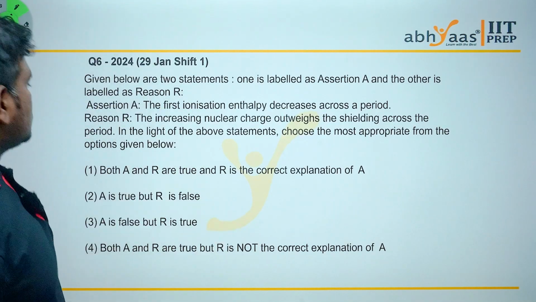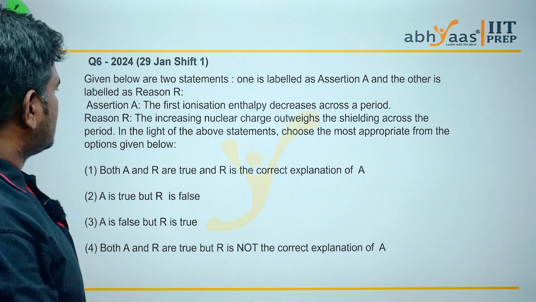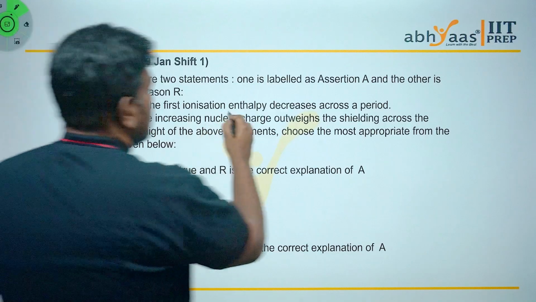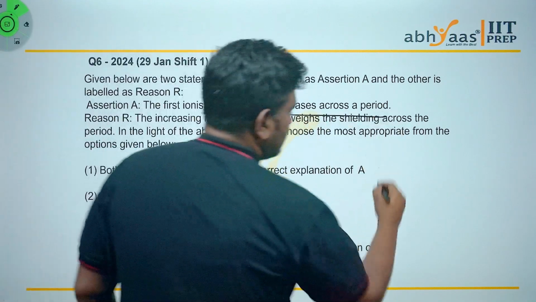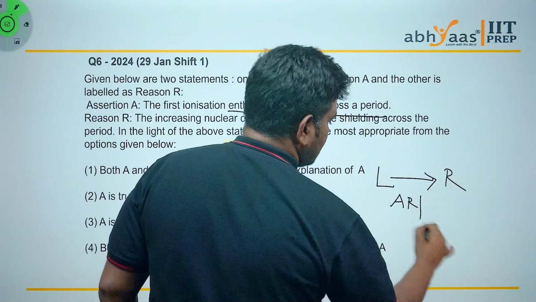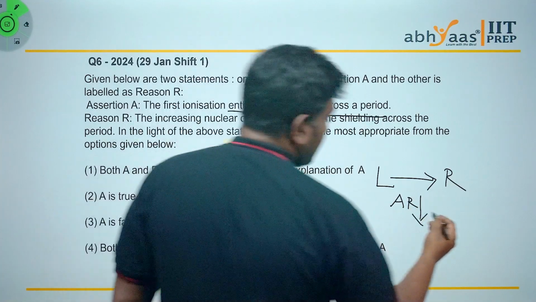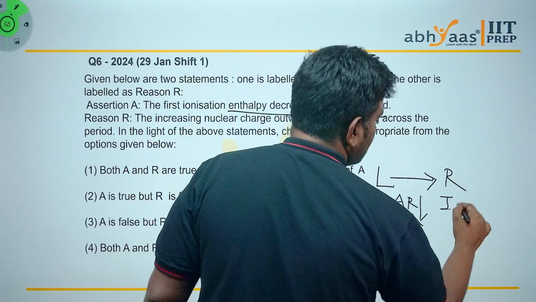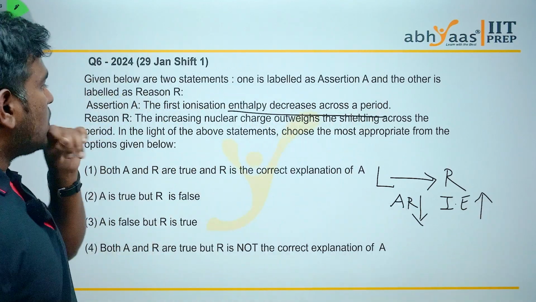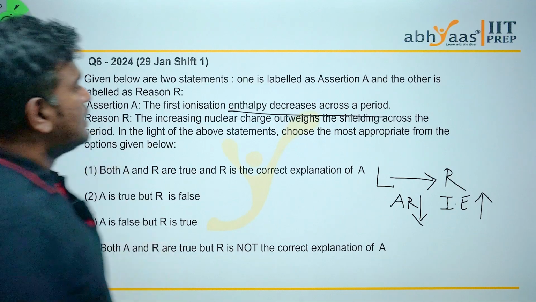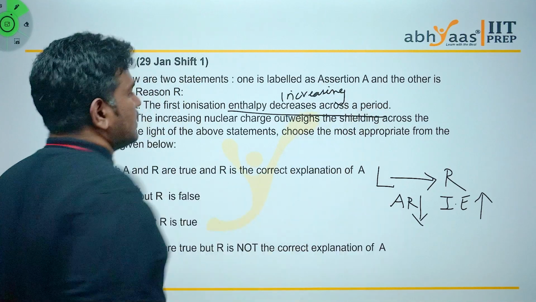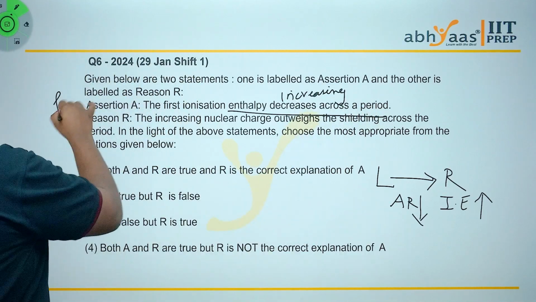Here is an assertion and reason type question. We will see what is the assertion. The first ionization enthalpy decreases across a period. Is it right? You know that across a period, from left to right, atomic radius decreases, right? And you know that atomic radius decreases means the ionization energy will be increasing. So this particular assertion is wrong. The first ionization enthalpy is actually increasing, not decreasing. So we can say the assertion is wrong.